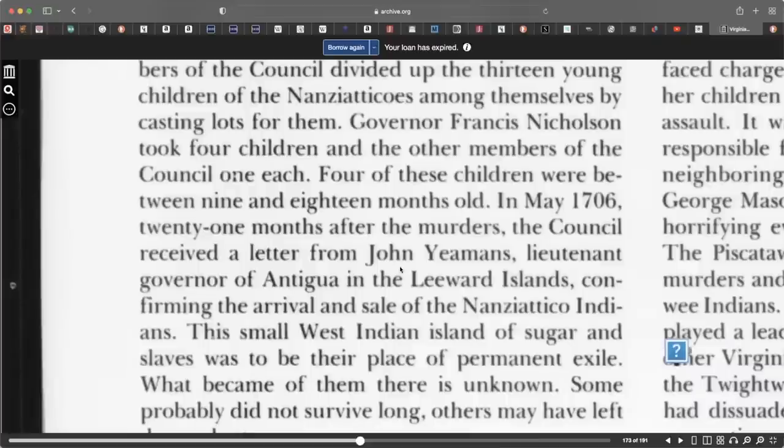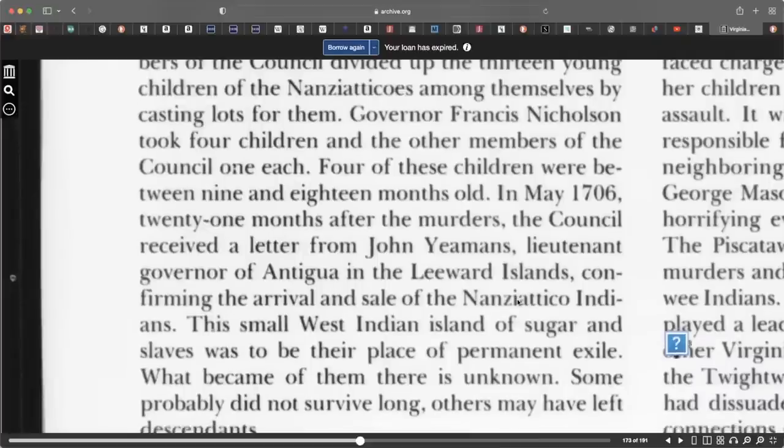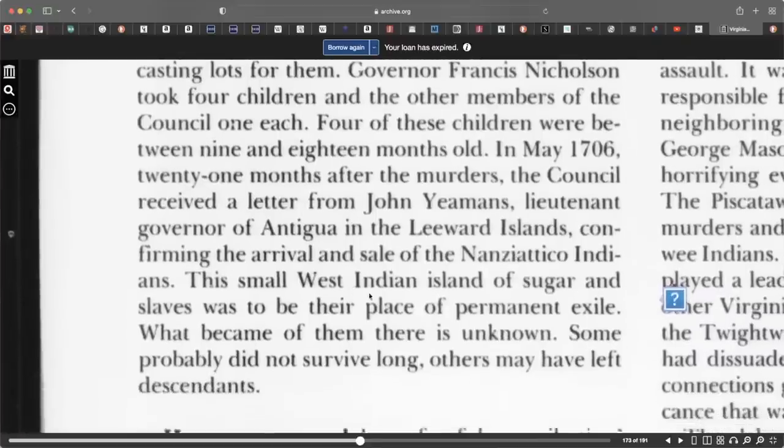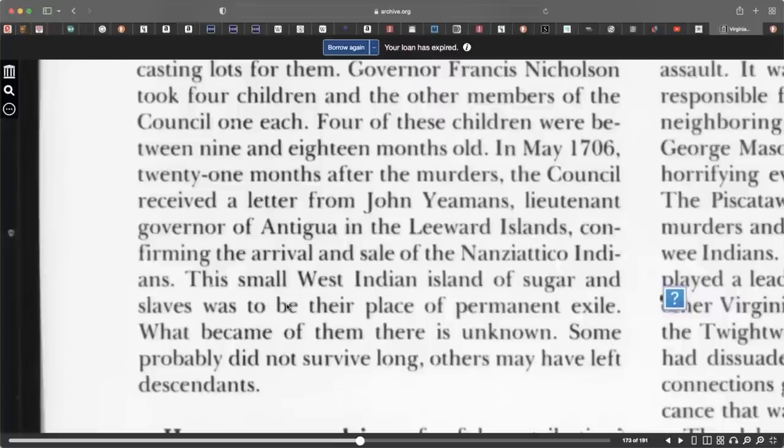So they were being sent to Antigua, to the Caribbean, the small West Indian island of sugar and slaves, to be their place of permanent exile, to a sugar plantation. American Indians, Nanzatico Indians, because they didn't want to make treaties and let these settlers just take their land and do whatever they wanted, they got exiled. They got sent as slaves to the sugar plantations. This is real history, not false African narratives.